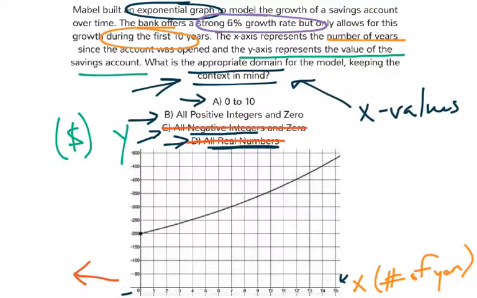You're left with two answers, A or B. They both sound okay. But the key word here is you only get this growth rate during the first 10 years. Okay, remember that? First 10 years. So that's where this graph is relevant, from 0 to 10, and that's the answer.